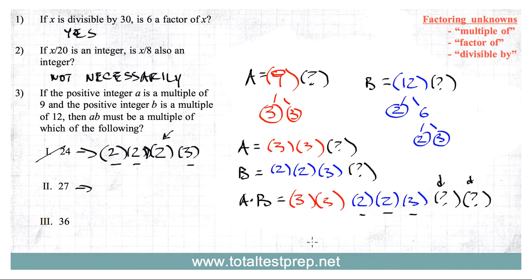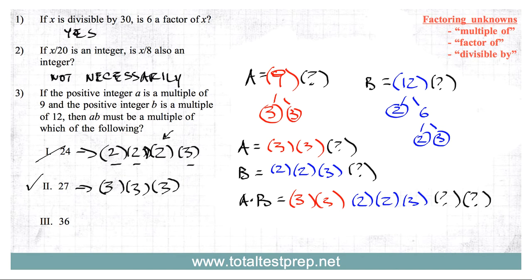Now 27, I'll just erase these over here. 27 is 3 times 3 times 3. 3 times 3 is 9, times 3 is 27. Well, here's the 3, here's the 3, here's another 3. 27 is a factor of ab because all of its primes occur over here. Or we can make 27 out of the primes of ab.